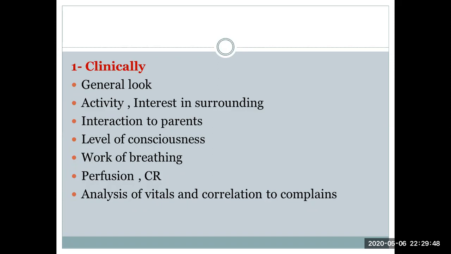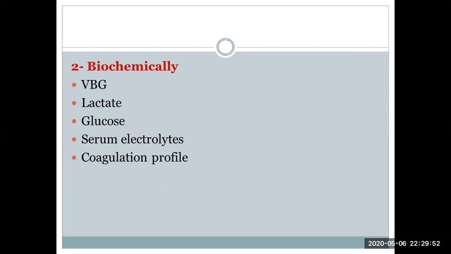Every single system will not take more than 5 minutes to examine a patient. Biochemically: VBG, lactate, and glucose, serum lytes, coagulation profile. These are the main bedside tools to assess the sickness of a patient. I would consider VBG, lactate, and glucose as vitals for any patient who has a doubtful complaint or doubtful sickness status. They are vitals added to the 5 vitals that you will take from the monitor.